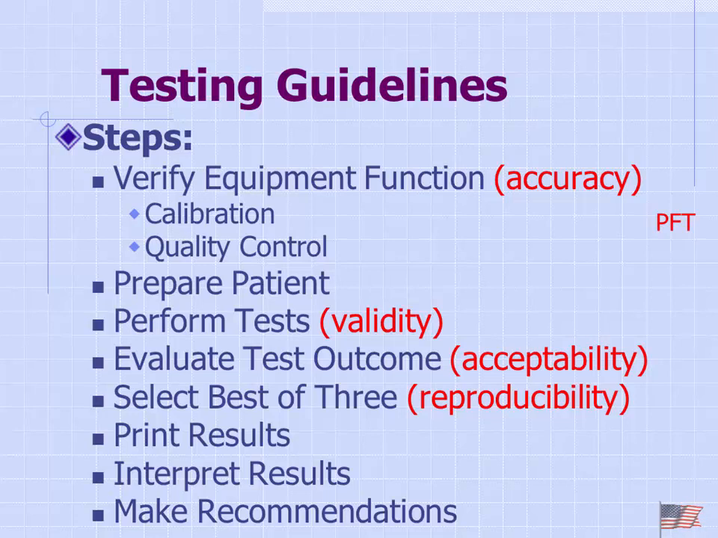We're going to go ahead and perform the tests to make sure that they're done correctly. That's what validity is going to tell us. We're going to take a look at multiple results. We're going to do not one forced vital capacity, but at least 3, but no more than 6, to make sure that they're getting some reproducibility, that the numbers are making sense, that the patient is able to do the same forced vital capacity, the same FEV1 repetitively. And that's where we're going to look at selecting the best test, and then we can get some interpretation and make some recommendations.